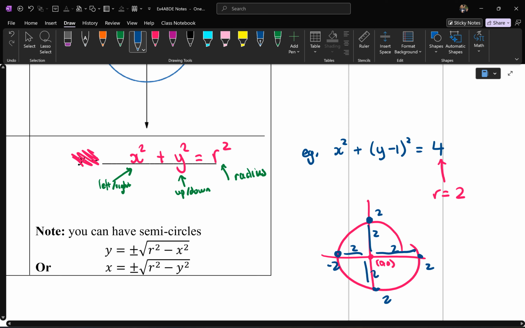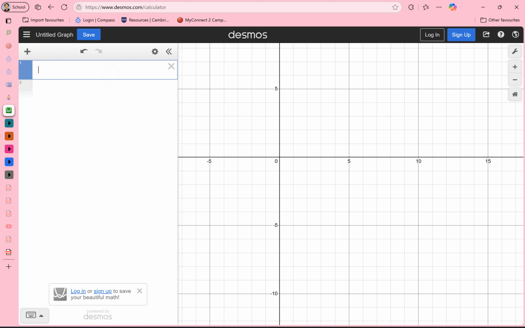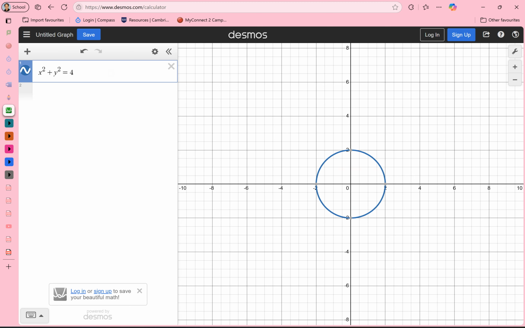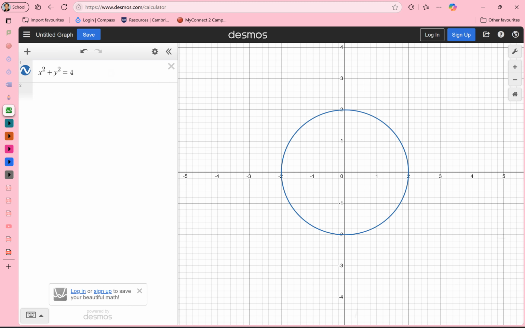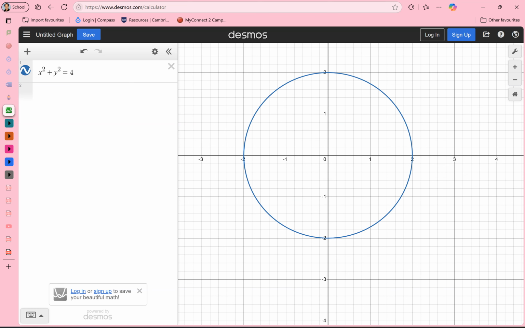Okay, I'm going to go to Desmos. Here we go, let's visualize it. I type it in, x squared plus y squared equals 4. And let's zoom in a bit. Can you see how that circle has a nice radius of 1, 2, 1, 2, 1, 2, 1, 2. Okay, so that's x squared plus y squared equals 4.